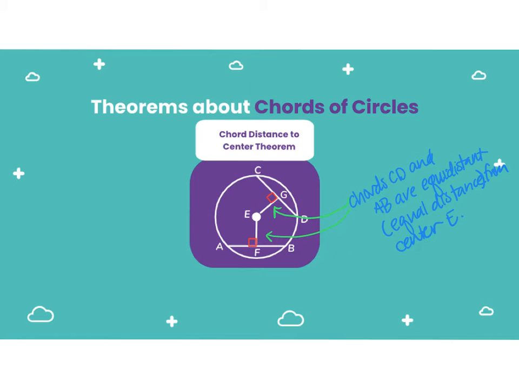So what we can conclude here is that AB is congruent to CD, so AB is congruent to CD if and only if EF is congruent to EG. So that would be EF is congruent to EG.